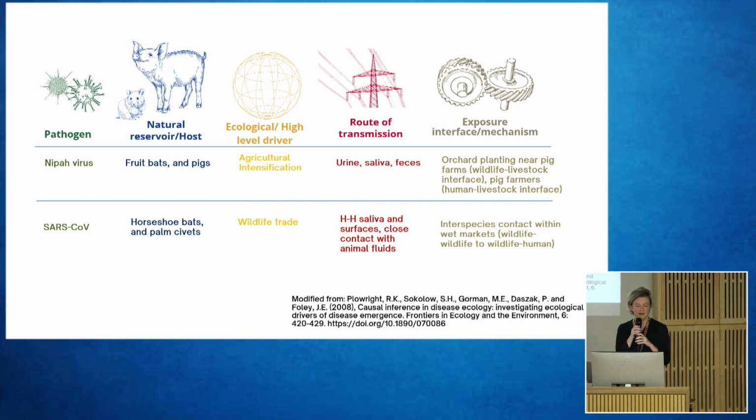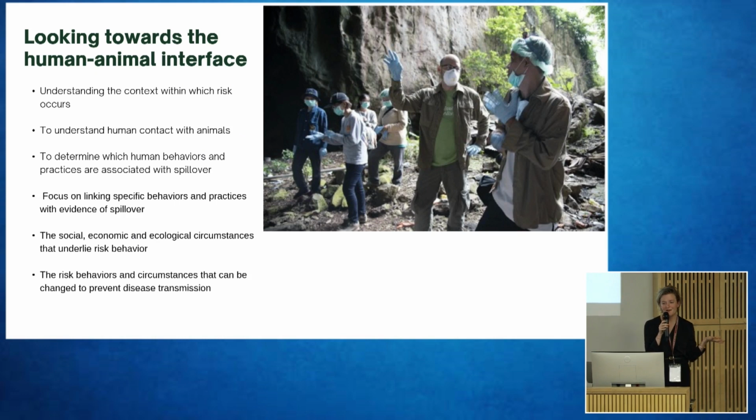I'll also just mention, this just came to me, that sometimes thinking about the high-level drivers and the ecological level drivers, those tend to be the best areas for policy work, whereas the exposure interfaces and the mechanisms tend to be good starting points for interventions. So we're looking towards the human-animal interface. And when we're thinking about risk, we're working to understand the context within which risk occurs. We want to understand human contact with animals to determine which human behaviors and practices are associated with spillover. We want to be focusing on specific behaviors and practices with evidence of spillover, and we'll talk a little bit more about how to do that tomorrow.